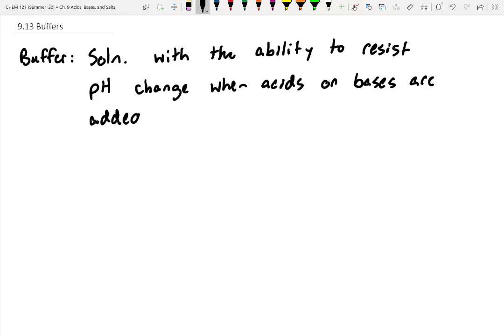So the most common buffer solution that you may have heard of is your own blood, right? Our body does an excellent job of maintaining its pH. And the reason it does that is within our blood, within all that liquid, we've got a really good buffer system. And we can basically measure this through something called a buffer capacity.